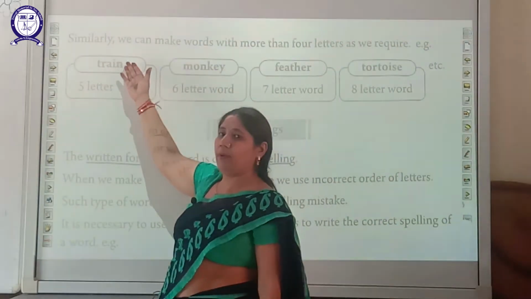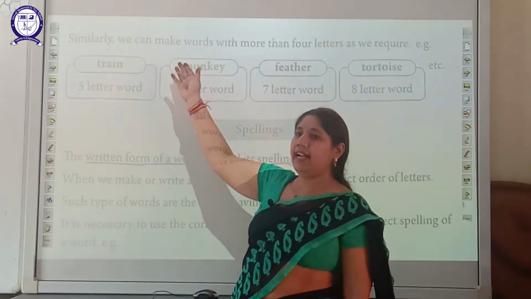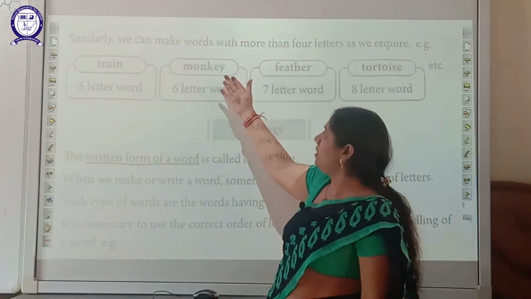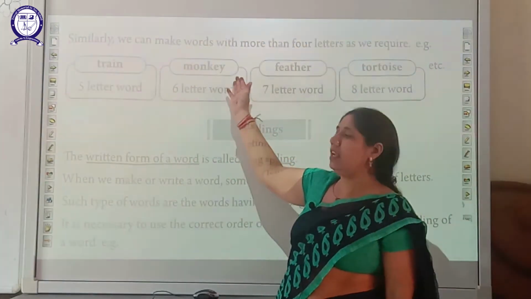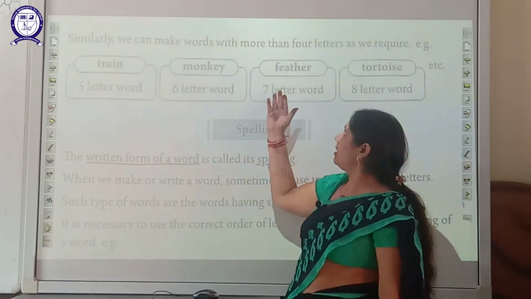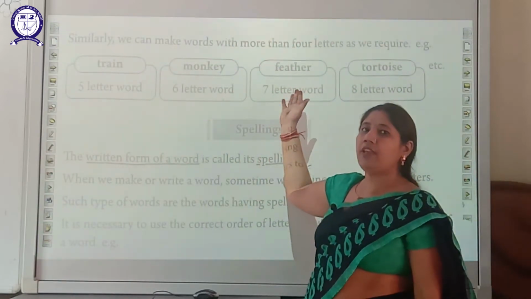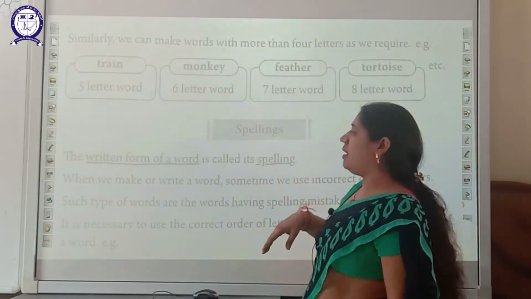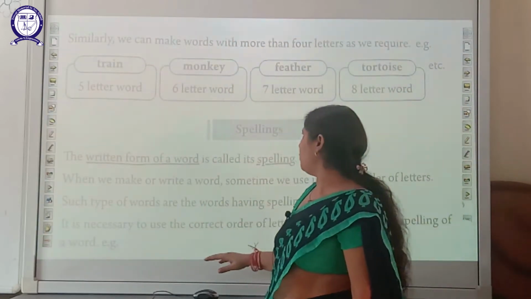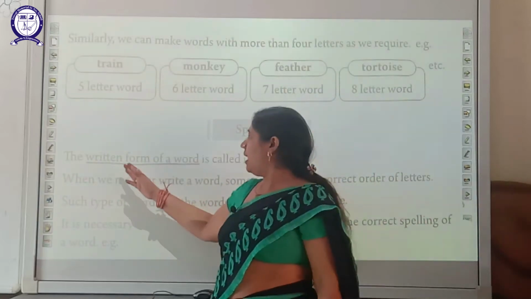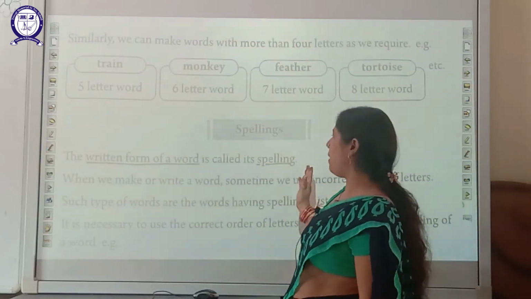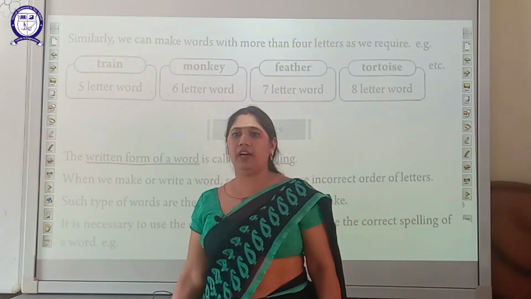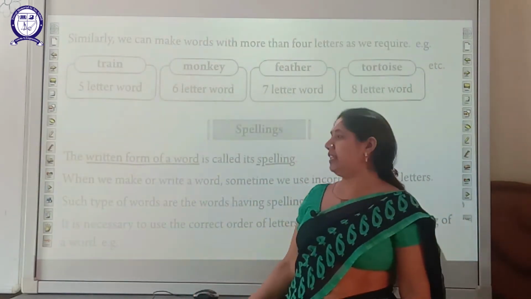Five-letter word, for example, TRAIN, train. Six-letter word, MONKEY, monkey. Seven-letter word, FEATHER, feather. Eight-letter word, TORTOISE, tortoise. Spellings. The written form of a word is called its spelling. When we have to write the word, that is called the spelling of that word.